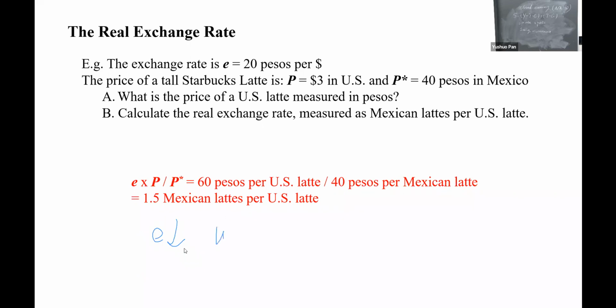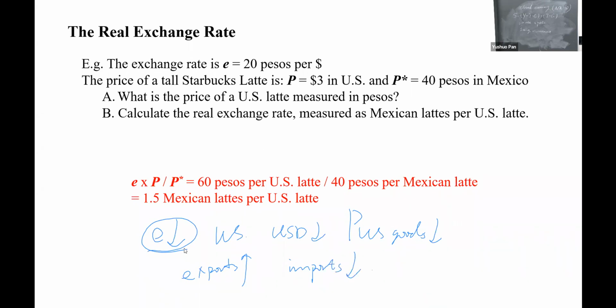So for the United States, if E decreases, that means USD depreciation, which means US goods are going to be cheaper. So the exports for the United States are going to increase, and imports for the United States are going to decrease, which means the net exports are going to increase. So that's what happens when the exchange rate changes. For US dollars, if the US dollar depreciates or falls, then the net exports should increase. That's the reason why we should remember or understand the exchange rate.